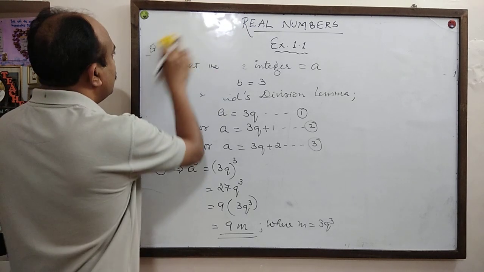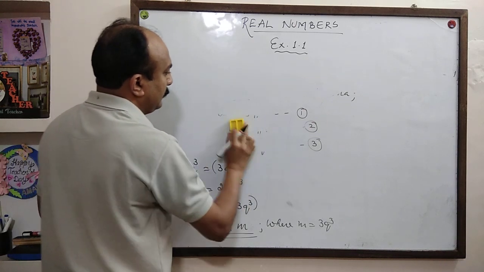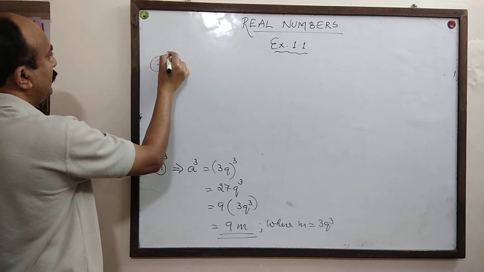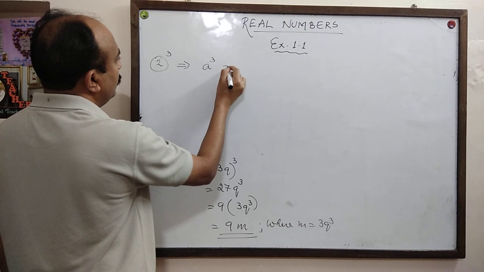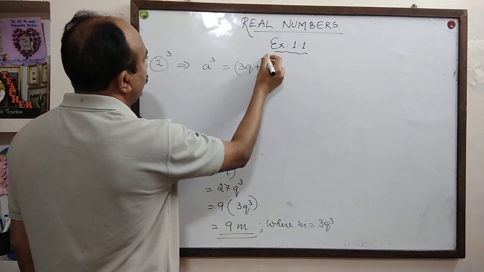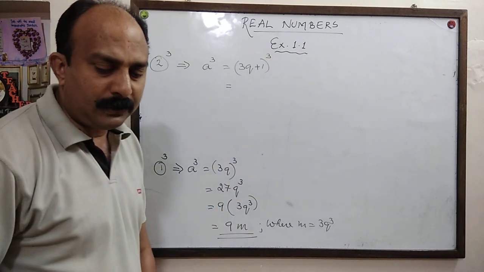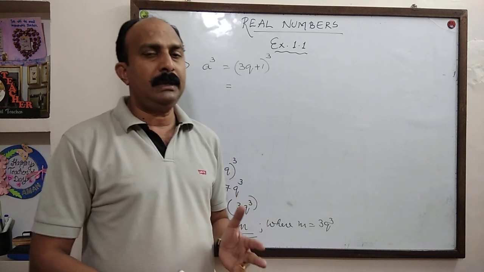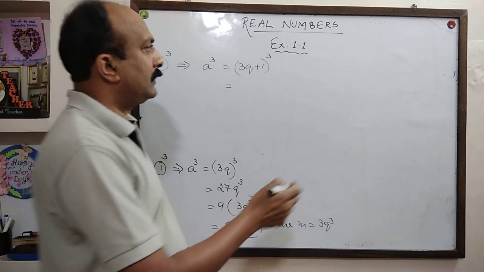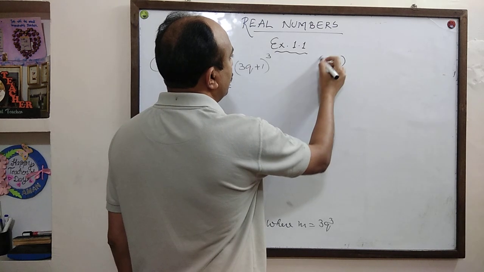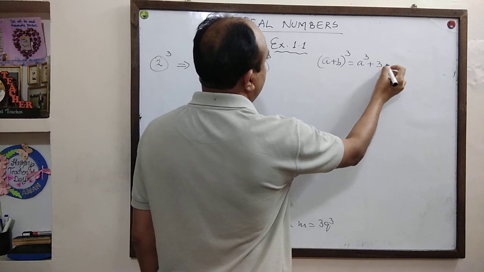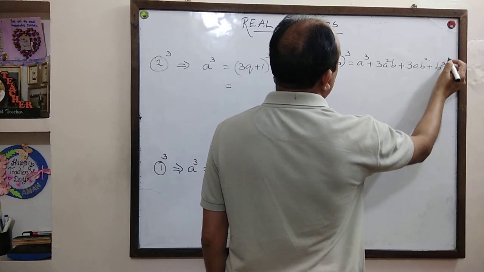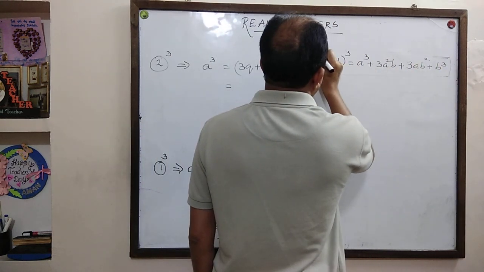In the same way we will do equation number 2 the whole cube. So next one is equation 2 the whole cube gives a cube is equal to (3q plus 1) the whole cube. Now I hope all of you remember the identity that you have studied in class 9. (a plus b) the whole cube is equal to a cube plus 3a square b plus 3ab square plus b cube. Remember this formula. Remember this identity.